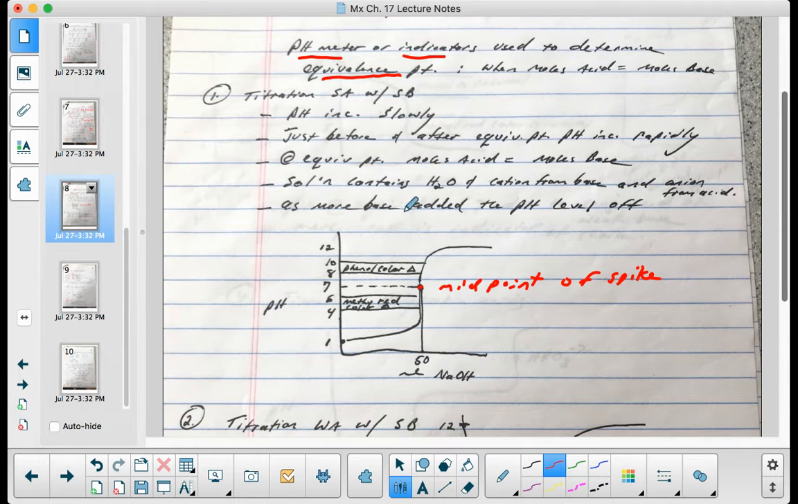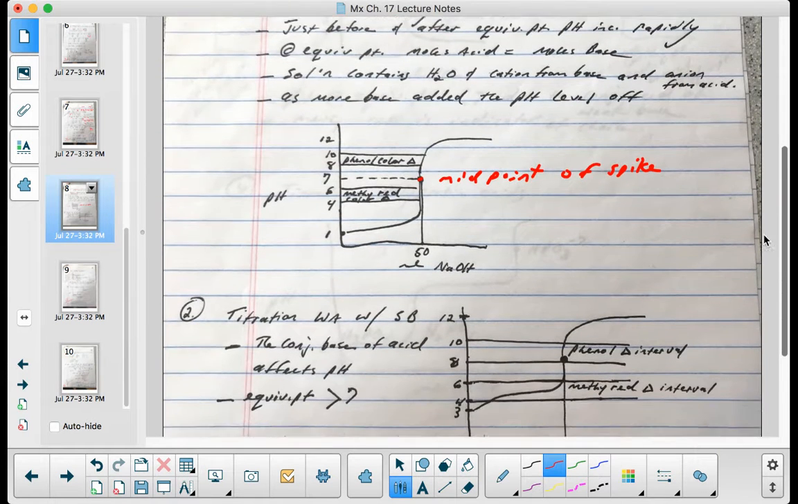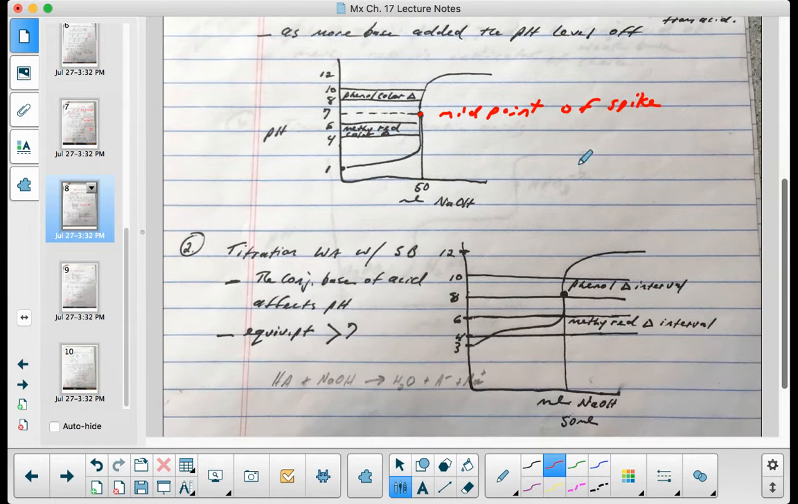As more base is added, the pH eventually levels off. The solution becomes all base. So what we see is this very long, sharp spike. This is for the strong acid, strong base. Now, what if we have a weak acid with a strong base? Well, our pH is going to start a little bit higher.